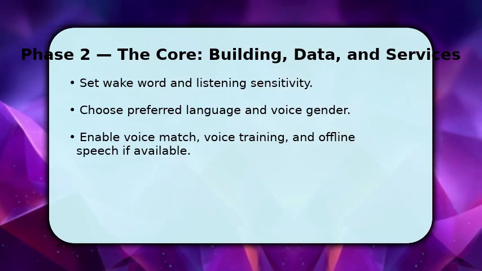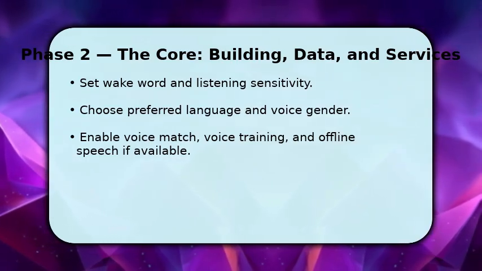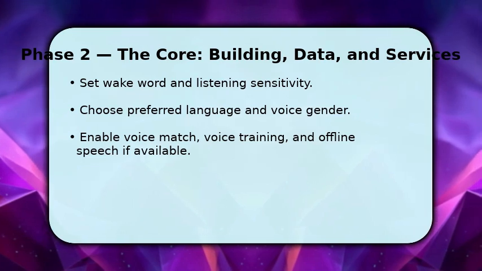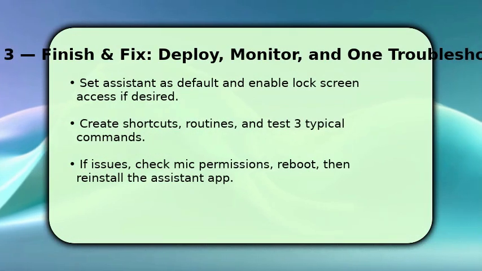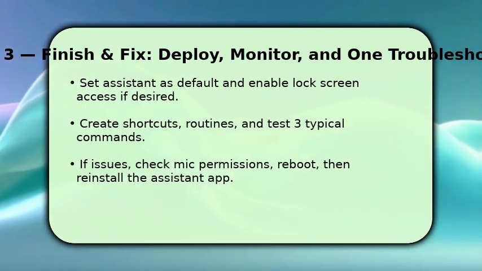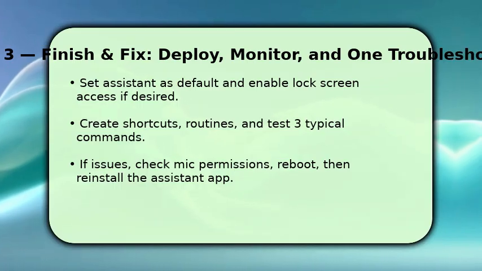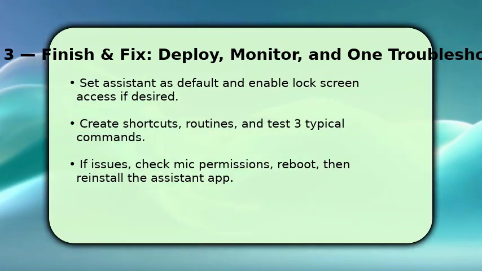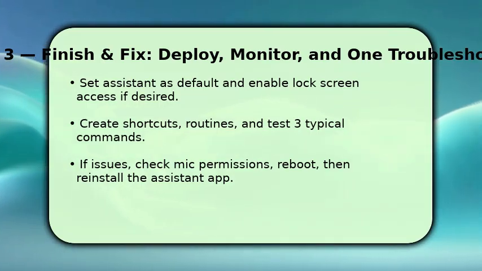Once voice options are set, link calendars, email, and smart devices for full functionality. You're almost done. Set the Assistant as the default voice assistant and allow lock screen access if you want quick responses. Create a couple of shortcuts or a morning routine to automate tasks, and then run 3 test commands: ask for the weather, set a timer, and send a message to confirm end-to-end function.